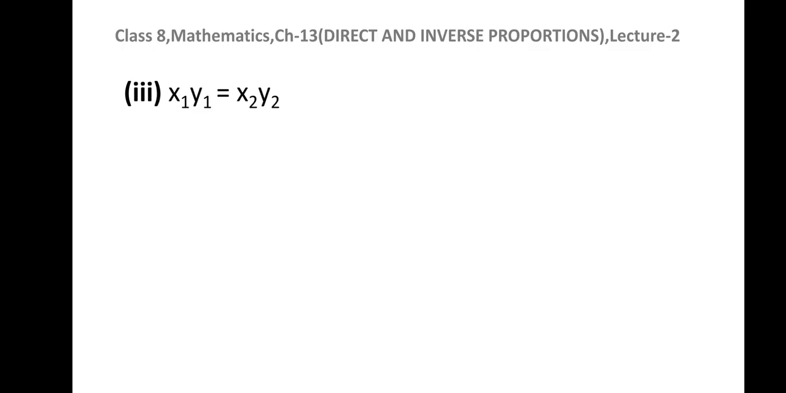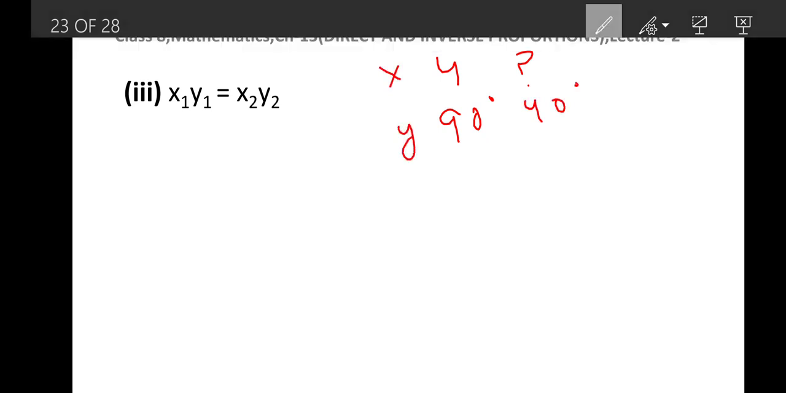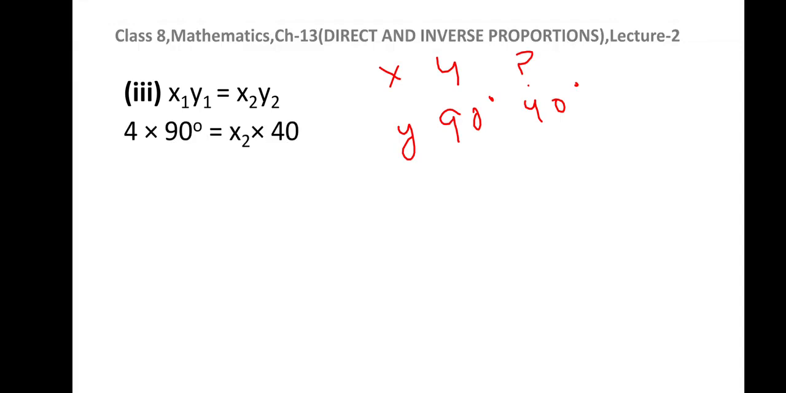Now for the third part, the question was, how many spokes would be needed if the angle between a pair of consecutive spokes is 40 degrees? Again, I am using that when the number of spokes was 4, the angle is 90 degrees. And now the number of spokes we need to find out, and the angle is given to us as 40 degrees. So this is x, this is y. x1 y1 is equal to x2 y2. Again, I am using this. So x2 is unknown.